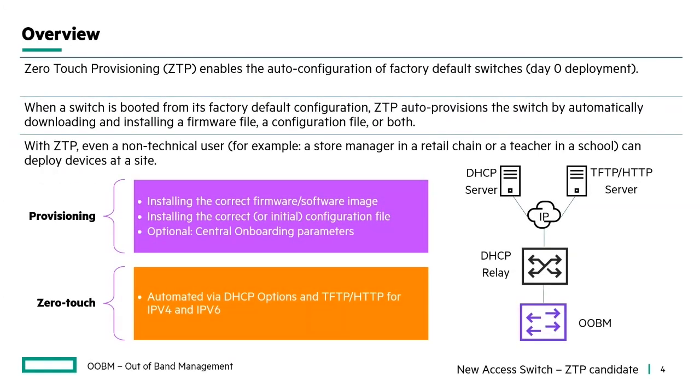So zero-touch provisioning or ZTP streamlines the deployment of switches by automating their initial configuration, right out of the box. When a factory default switch is powered on, ZTP automatically provisions it by downloading and installing the necessary firmware, config file, or both. Let's break this process into two. The first part is the provisioning part, which involves installing the correct images, config file, and optional onboarding parameters. And the next part is the zero-touch process, which ensures a fully automated and efficient day zero deployment.